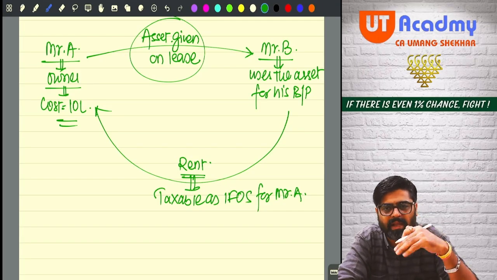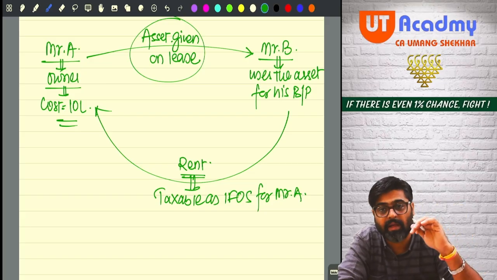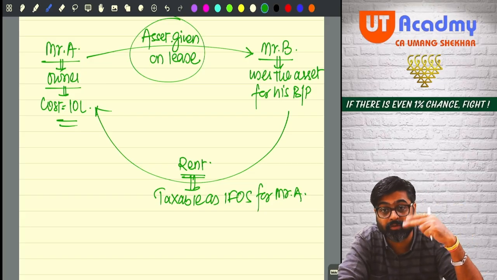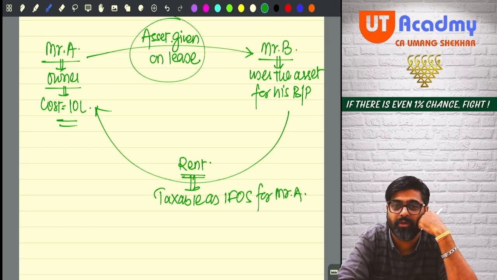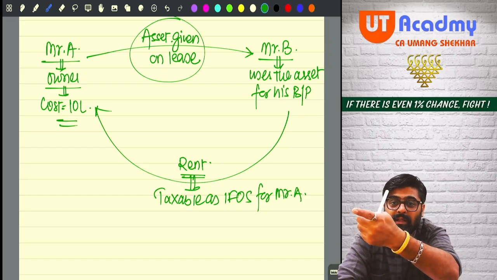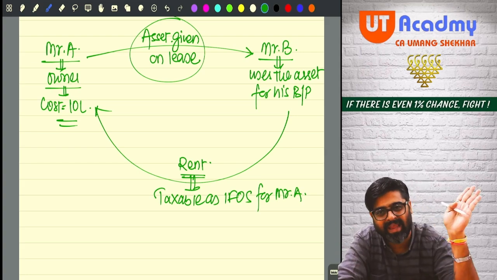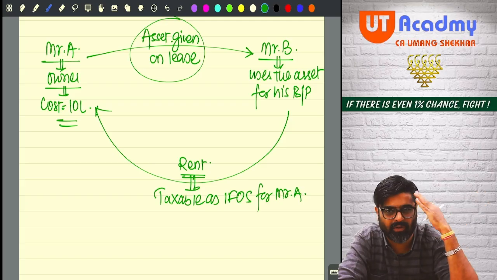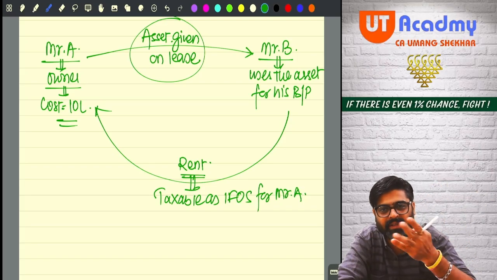The best example I'll give you is for myself only. I bought one camera, a Sony camera, you know. The cost of that camera was 2 lakh rupees. So instead of Mr. A, keep Umang sir. Umang sir has bought a camera and the cost of that camera is 2 lakhs. Now that camera was lying with me. I was not using that camera. I thought that I will do some photography, nature photography, this, that.